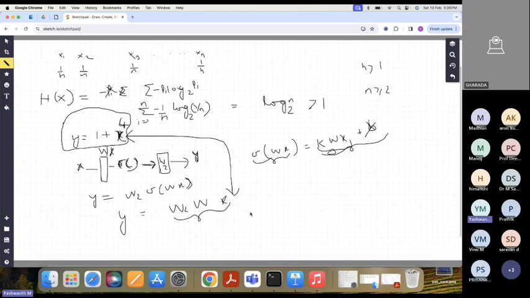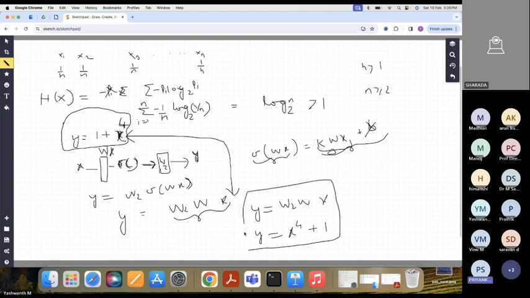What you have achieved here is Y equals W2 times W times X, and what you wanted is Y equals X power 4 plus 1. With a linear activation in the hidden layer, you can never approximate this. So this is not a good choice. This is what I'm saying. Okay. Okay, sir.